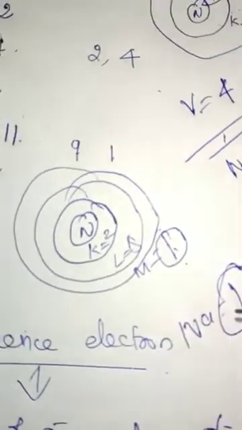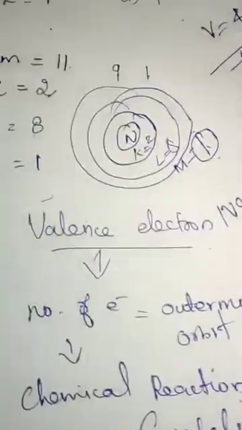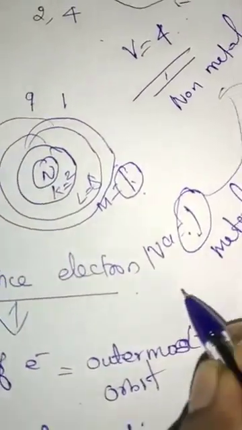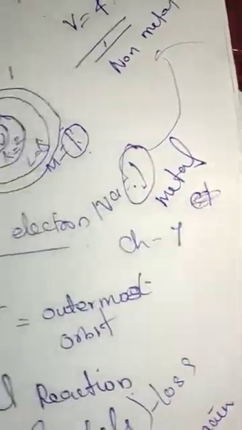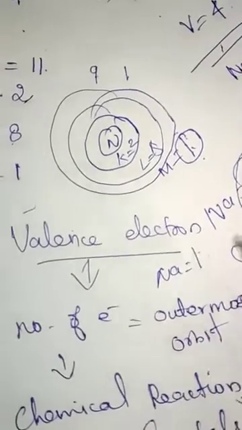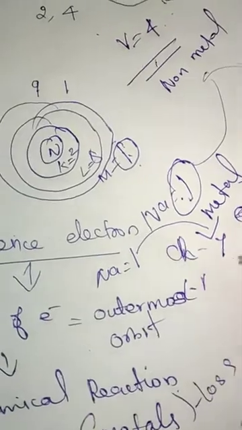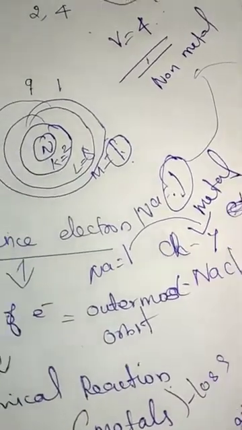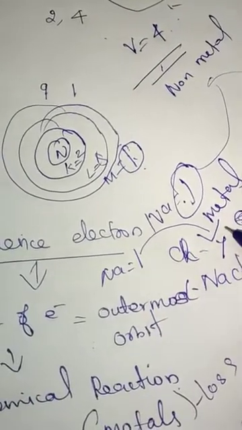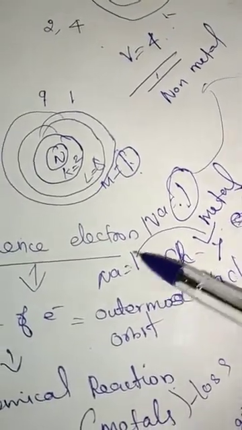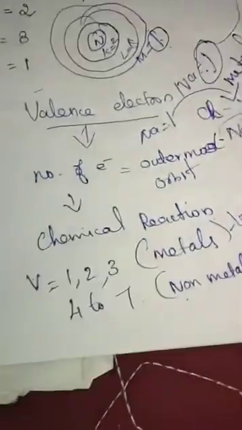So the metal will always lose electrons to the non-metal. For example, sodium and chlorine: chlorine's outermost shell contains 7, sodium contains 1. So sodium gives 1 electron to chlorine, and they form sodium chloride. So they undergo a chemical reaction. These valence electrons alone undergo chemical reaction. From sodium, 1 electron jumps towards chlorine to form a compound called sodium chloride.